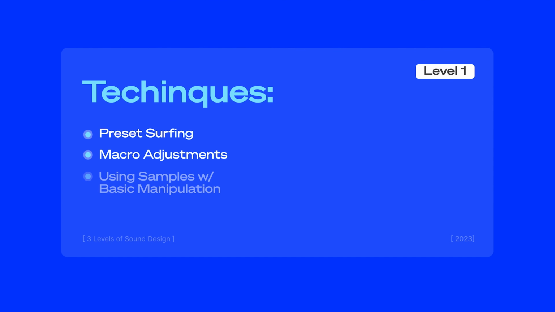The first level of sound design includes preset surfing, macro adjustments, using samples with basic manipulation, and basic automation. But hold up, I just want to say that these levels don't necessarily equate to better sounding music. They're more so about the number of steps when processing a sound.